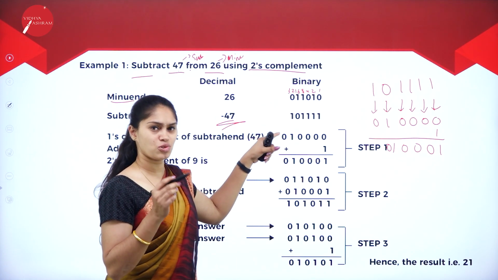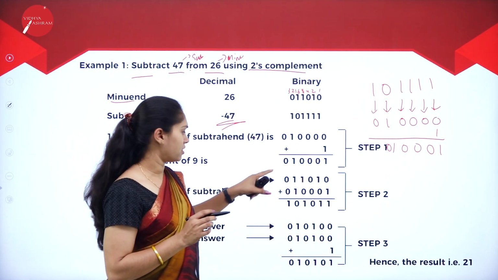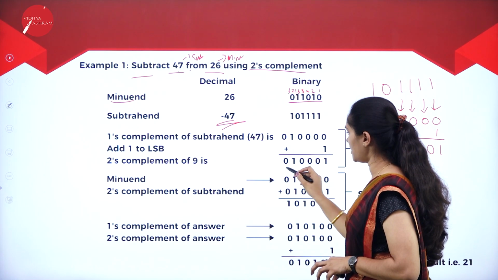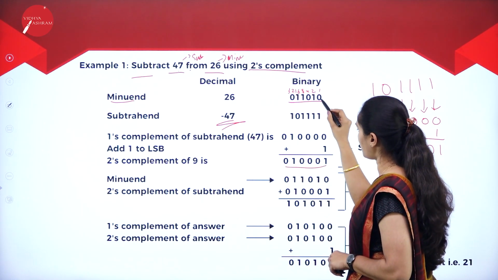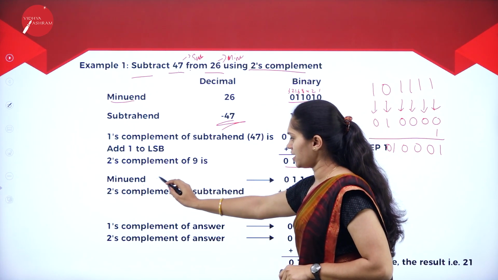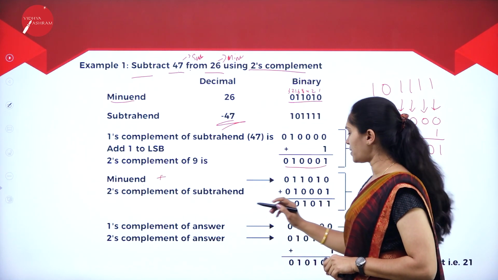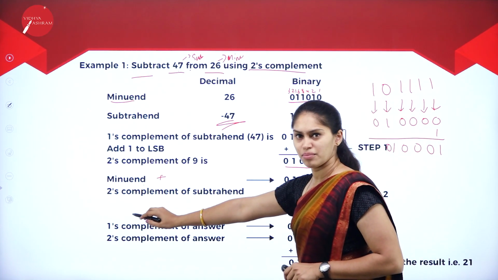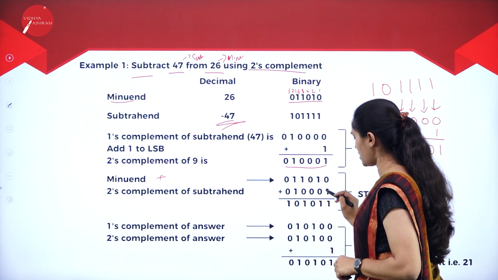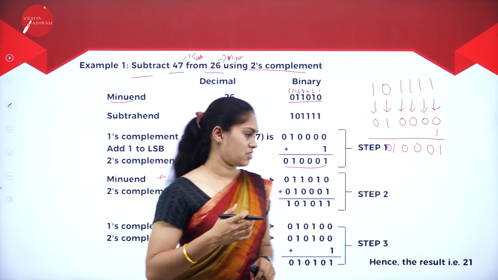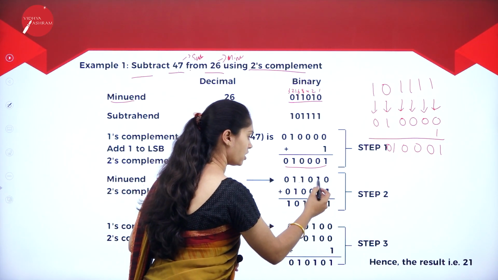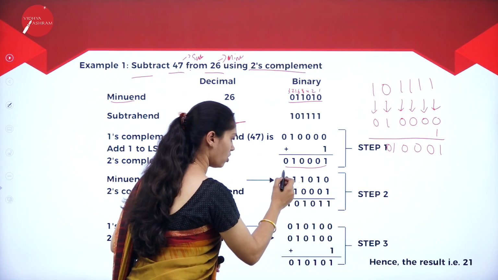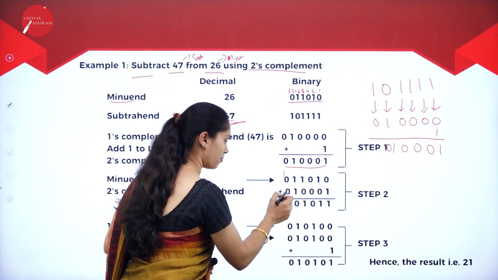Then I have to add this 2's complement of the subtrahend with the minuend. That is step 2. So which is the minuend here? That is this value. So we have to add this 2's complemented subtrahend with this minuend. The minuend is 0, 1, 1, 0, 1, 0, and the 2's complemented subtrahend is 0, 1, 0, 0, 0, 1. So now we have to perform the addition. 0 plus 1, 1, 1 plus 0, 1, 0 plus 0, 0, 1 plus 0, 1, 1 plus 1, 0, carry 1, 1 plus 0, 1, 1 plus 0, 1.